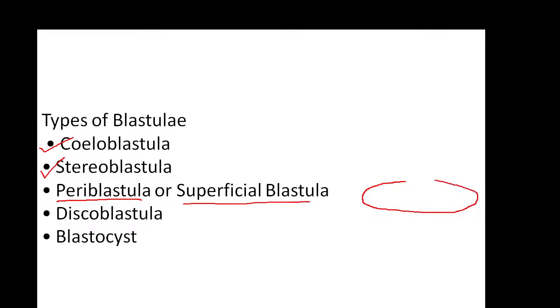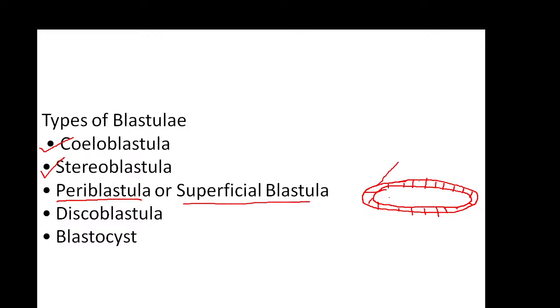Superficial cleavage എന്ന് പറഞ്ഞാൽ the nucleus undergoes division and it moves towards the periphery. The cells will move towards the periphery to form a layer of cells. Then it undergoes division. That's known as peripheral cleavage or superficial cleavage. ഇന്നലെ പഠിച്ചതാണ്. പെരിഫറിയിൽ മാത്രം ഡിവിഷൻ നടക്കുന്നത് കൊണ്ടാണ് അതിനെ സൂപ്പർഫിഷ്യൽ ക്ലീവേജ് അല്ലെങ്കിൽ പെരിഫറൽ ക്ലീവേജ് എന്ന് പറയുന്നത്. അങ്ങനെ പെരിഫറൽ ക്ലീവേജിന്റെ ഫലമായിട്ടുണ്ടാകുന്ന ബ്ലാസ്റ്റുലയെ പറയുന്ന പേരാണ് പെരിബ്ലാസ്റ്റുല ഓർ സൂപ്പർഫിഷ്യൽ ബ്ലാസ്റ്റുല.